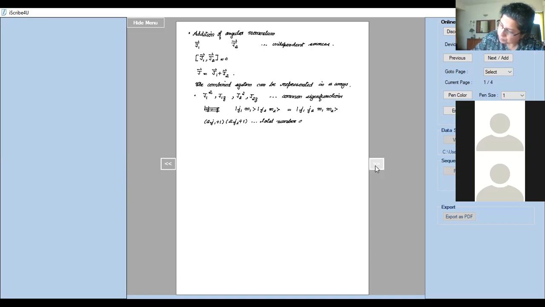will be the total number of independent, when I say independent, I mean linearly independent, eigenfunctions. The other way of doing it would be to take J square, J1 square, J2 square and Jz. This is another way of doing it. And how will we write down this whole thing? It will be essentially J.